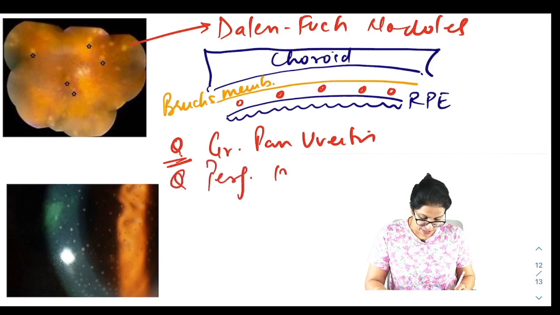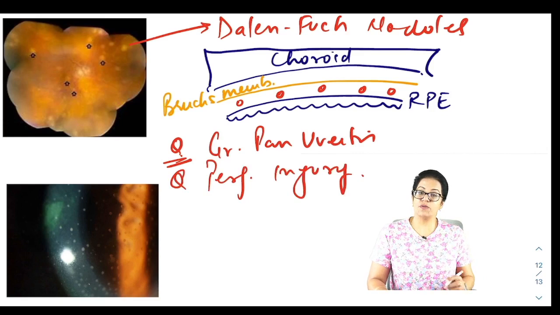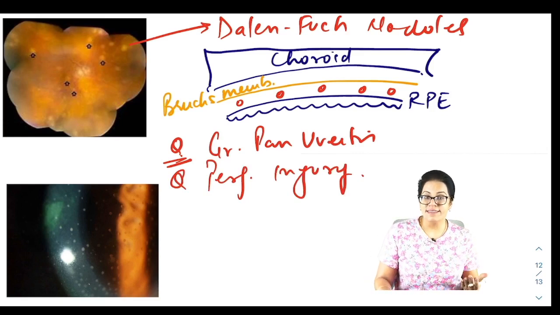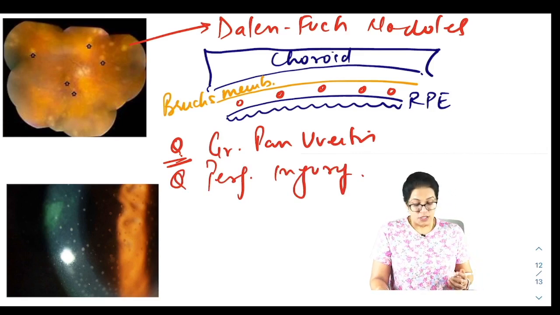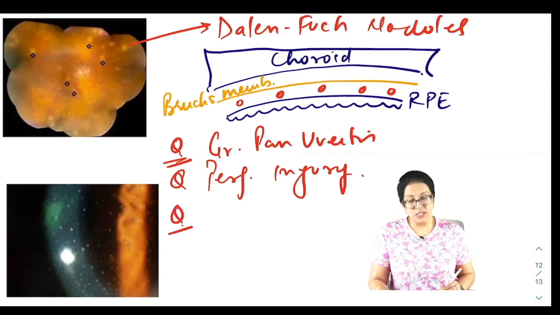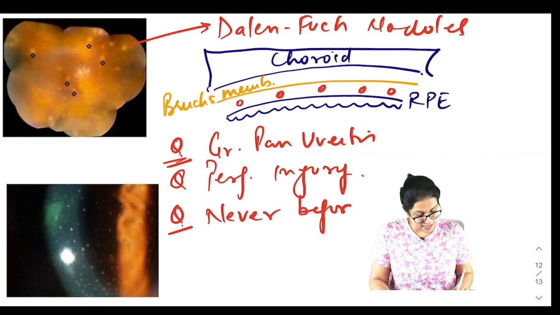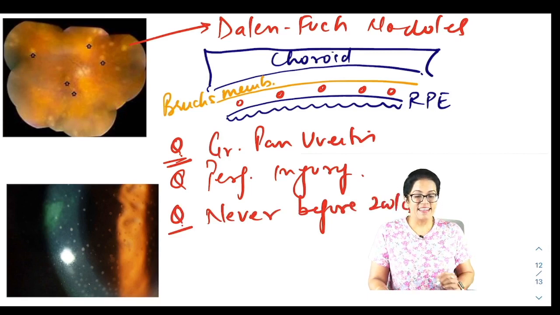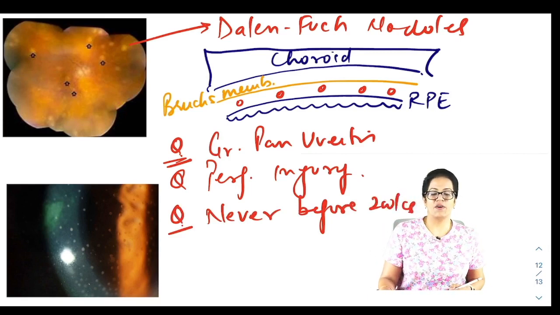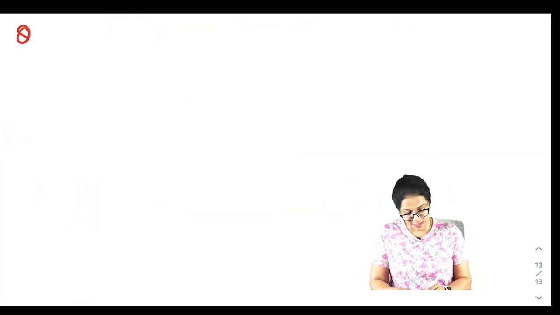Another important point here, it will only occur due to immunity against the uveal antigen. So this will take at least 2 weeks. So it will never happen before 2 weeks. Never before 2 weeks. This is another important question. Remember, never before 2 weeks. What else? Another important thing that we should also remember is the sign.